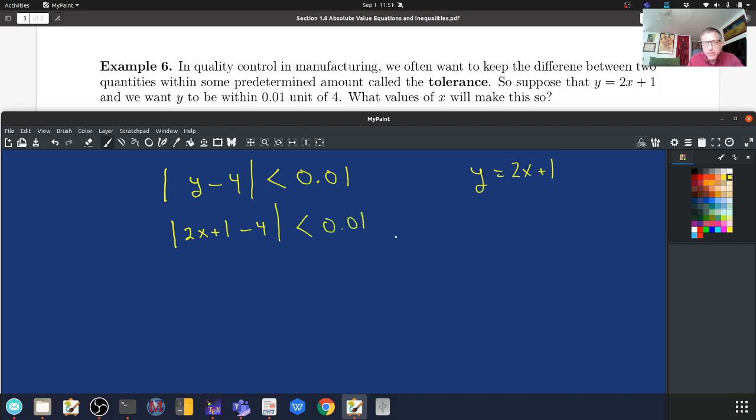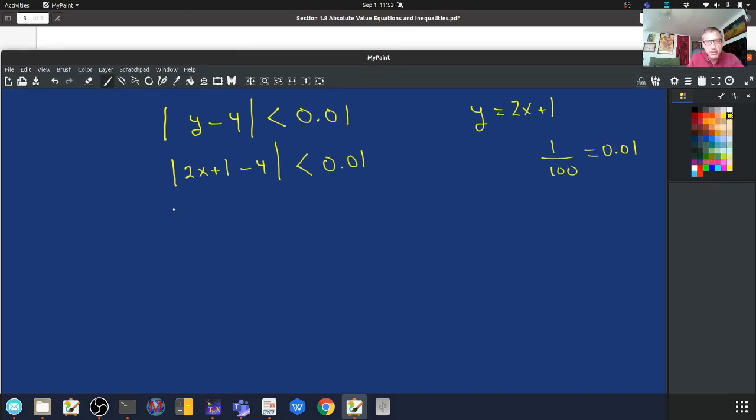0.01. Now, if you want to write 0.01, that's tenths, that's 100ths, recall 1/100th is equal to 0.01. If you were in the classroom and you can't use calculators, that would be an important move in solving this. Let's go ahead and simplify this out all the way. So this is 2x minus 3 is less than 1/100th.